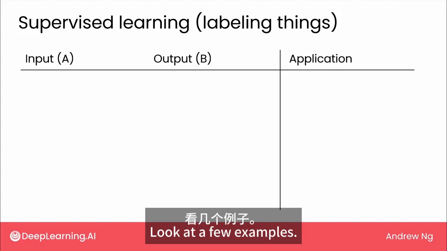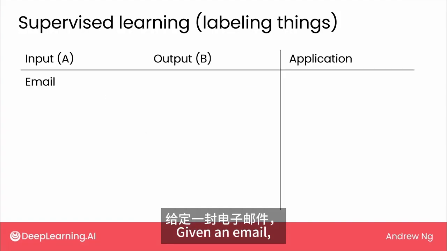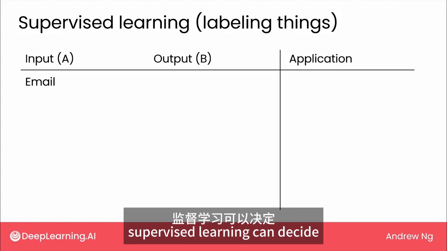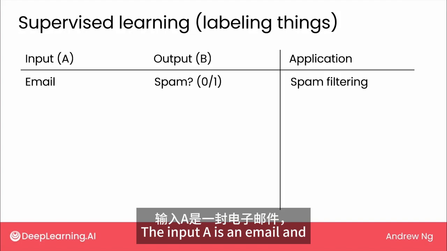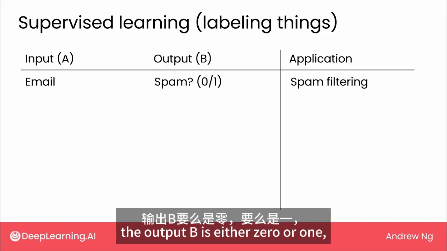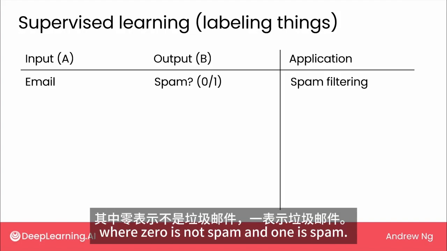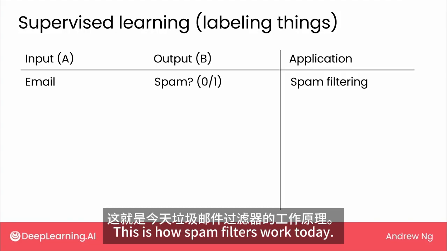To look at a few examples, given an email, supervised learning can decide if that email is spam or not. So the input A is an email, and the output B is either 0 or 1, where 0 is not spam and 1 is spam. And this is how spam filters work today.